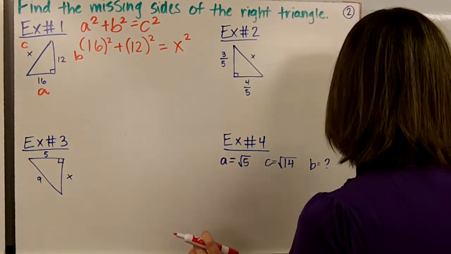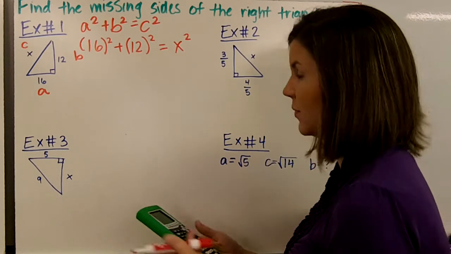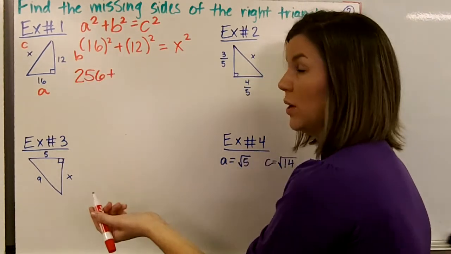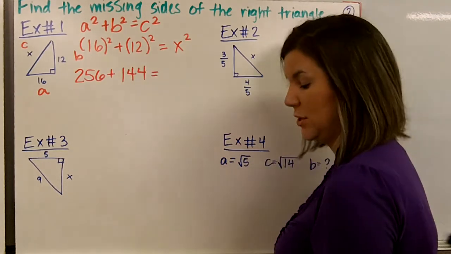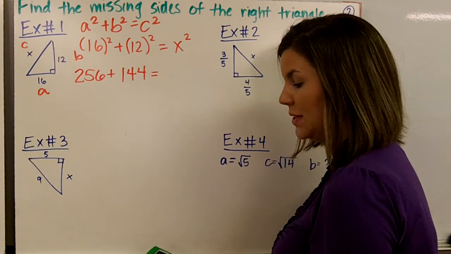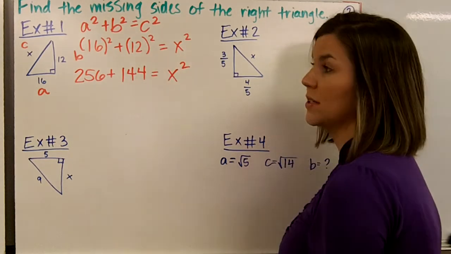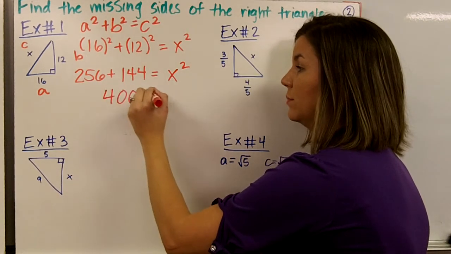16 squared, you can do this on your calculator, is 256, plus 12 squared, which is 144, and 256 plus 144 is going to equal x squared. So if you combine these, you should get 400.